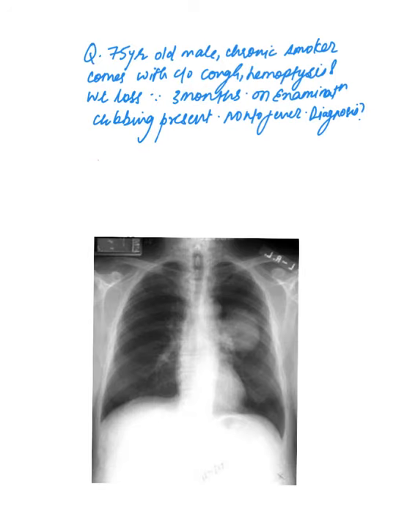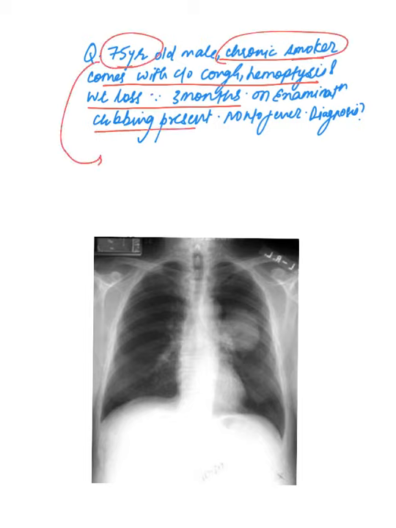A 75-year-old male chronic smoker comes with complaint of cough, hemoptysis and weight loss since 3 months. On examination, clubbing is present. So here is an elderly male who is a chronic smoker, so he is also at risk for getting COPD. And cough, hemoptysis and weight loss can also occur in TB. But there is no history of fever.